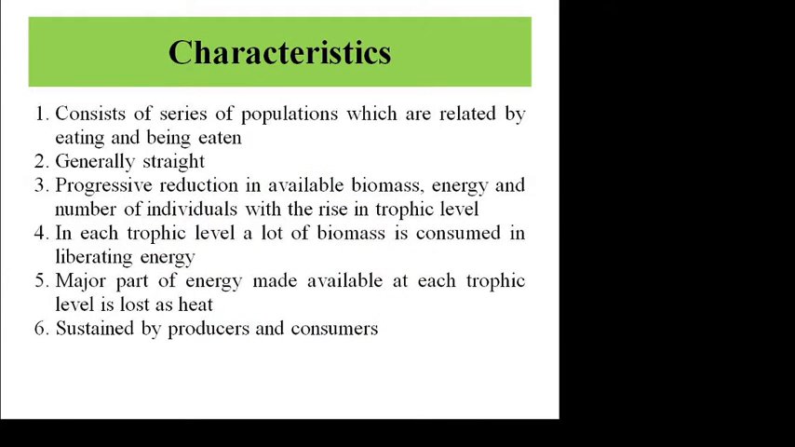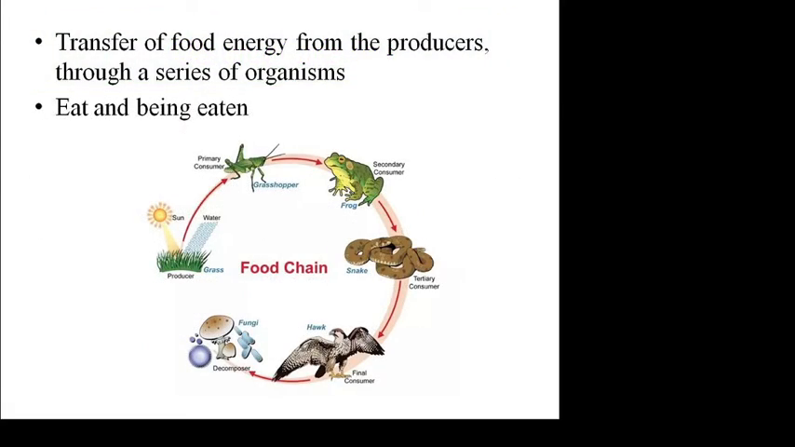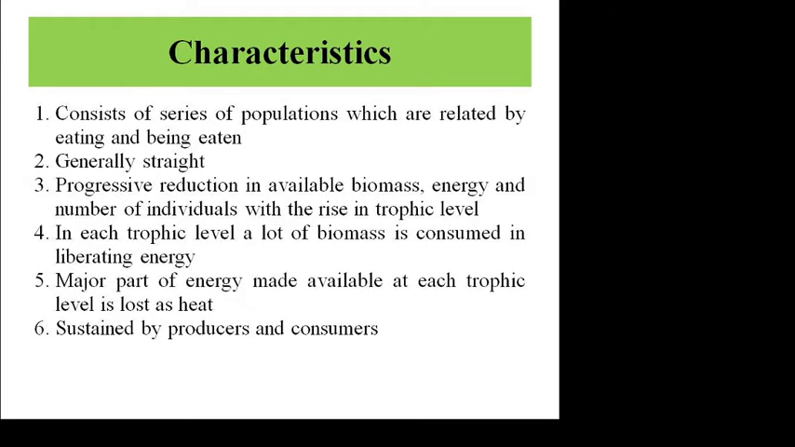Now what are the characteristics of a food chain? If you see, it consists of a series of populations which you have seen in the previous slide, and they are related by eating and being eaten. It's generally straight, with a progressive reduction in available biomass. So if you see here, there is a reduction in the biomass level. The reduction is in terms of available biomass, energy and number of individuals with a rise in trophic level. Now, in each trophic level, a lot of biomass is consumed in liberating energy. So this is basically a rule: when you consume something, you release energy, maybe in terms of heat or respiration. That energy is basically a loss, heat loss. Now, a major part of the energy made available at each trophic level is lost as heat. This is what I said just now, and the chain is sustained by producers and consumers.